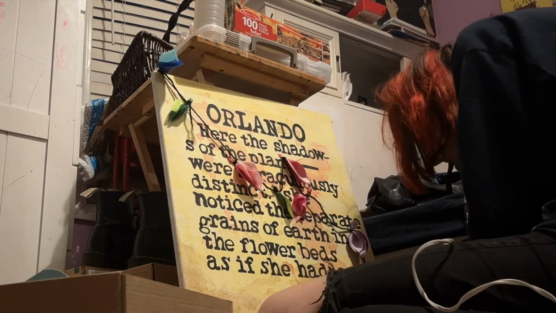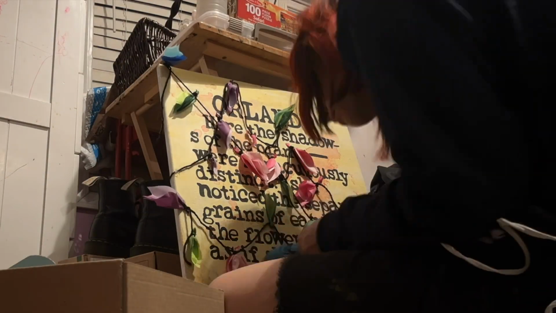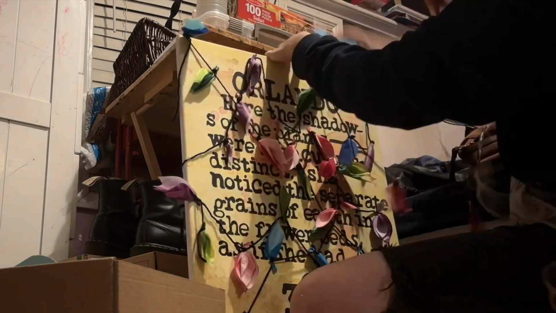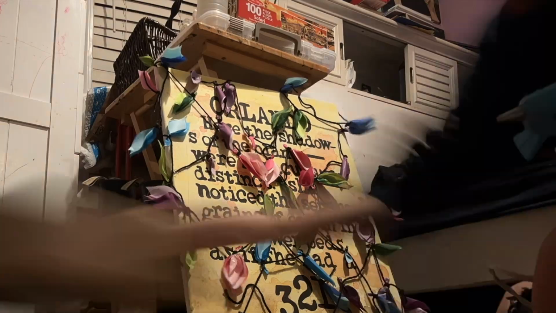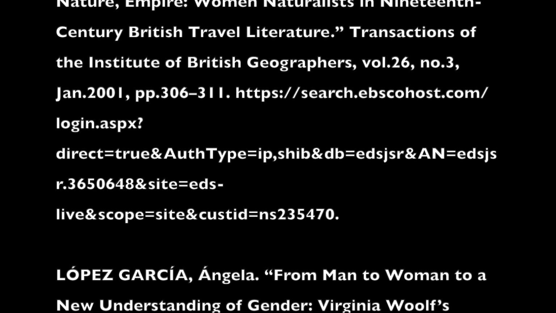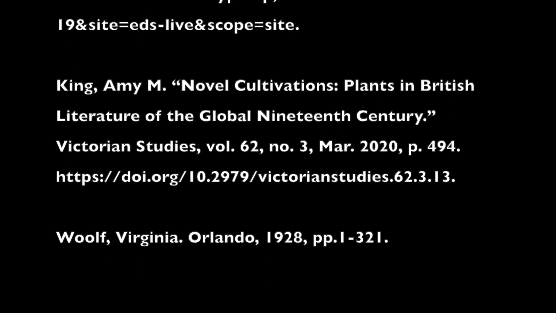To end on one final bit of information, while reading Novel Cultivations: Plants and British Literature of the Global 19th Century, I found that nature in literature often acts as a portal between reality and fiction. Orlando is a fiction book, but the book deals with very real issues, such as gender identity, gender roles, feminism, patriarchal issues, and so on. Virginia Woolf most likely included so much nature in her book Orlando as a portal between reality and fiction.